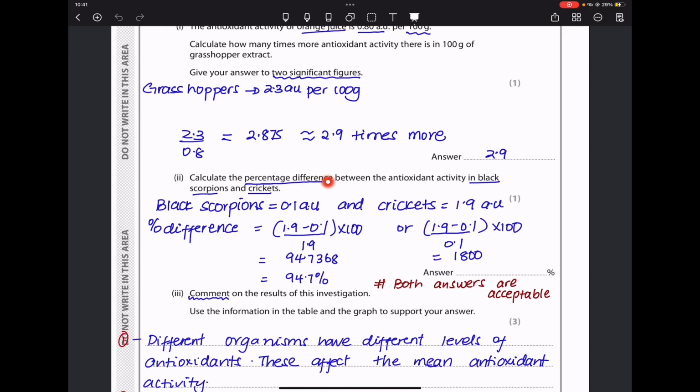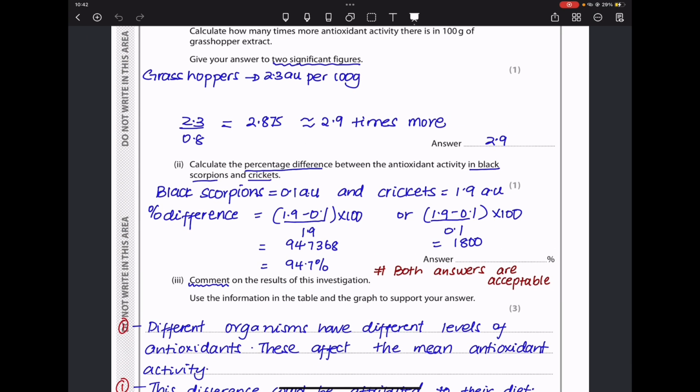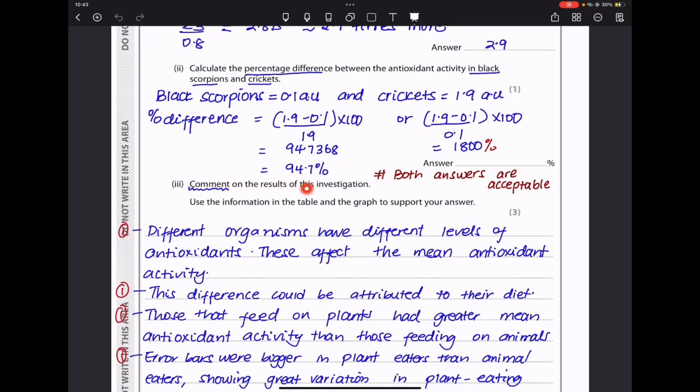Next, calculate the percentage difference between the antioxidant activity in black scorpions and in crickets. So again, we go back. The mean for black scorpions is about 0.1, and the mean for crickets is about 1.9. So the difference is going to be 1.9 minus 0.1 divided by 1.9 times 100, or you could say 1.9 minus 0.1 divided by 0.1 times 100. This gave me 94.7%, and this is 1800%. So both answers are acceptable because they ask for percentage difference. Then they say comment on the results of this investigation.